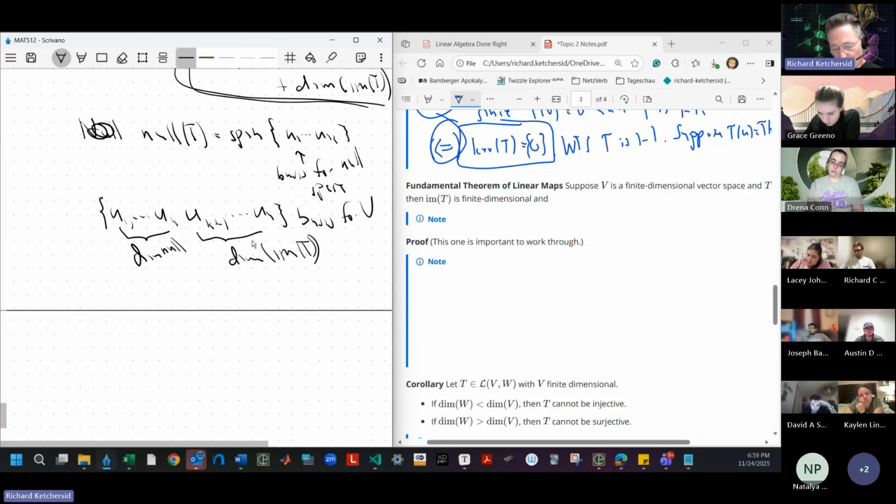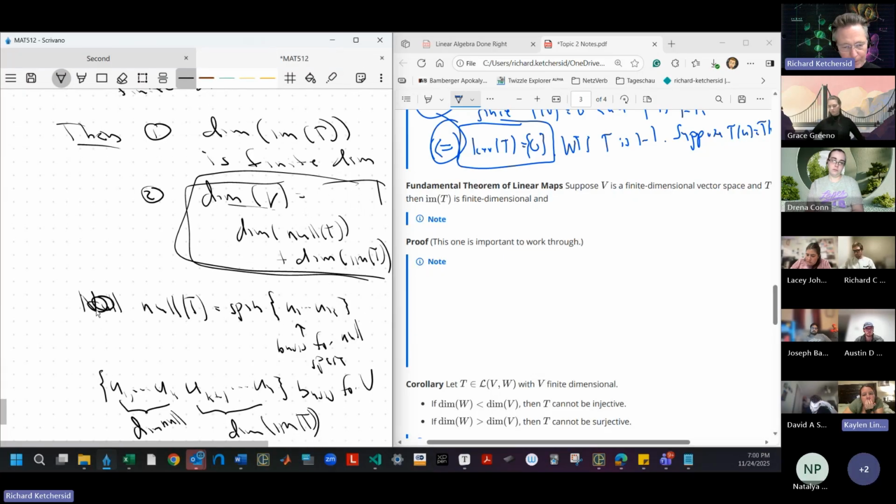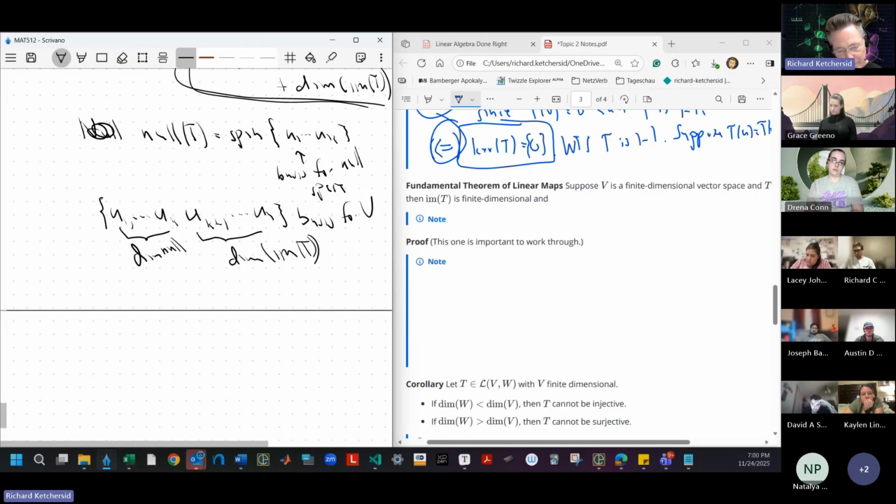So first of all, is all of the image going to be picked up by the range of this? I take any w in the image. I'm going from V to W, so w in W, sorry, w in the image.